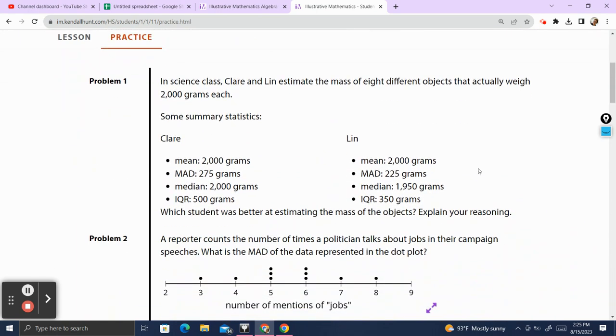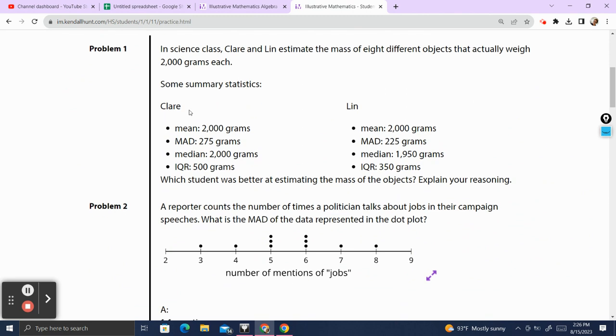In science class, Claire and Lynn estimate the mass of 8 different objects that actually weigh 2,000 grams each. Here are some summary statistics. Claire had a mean of 2,000. Lynn also had a mean of 2,000. Claire had an MAD, or mean absolute deviation, of 275. Lynn's MAD was 225. The median for Claire was 2,000 grams, and the median for Lynn was 1,950 grams. The IQR for Claire was 500 grams, and the IQR for Lynn was 350 grams.